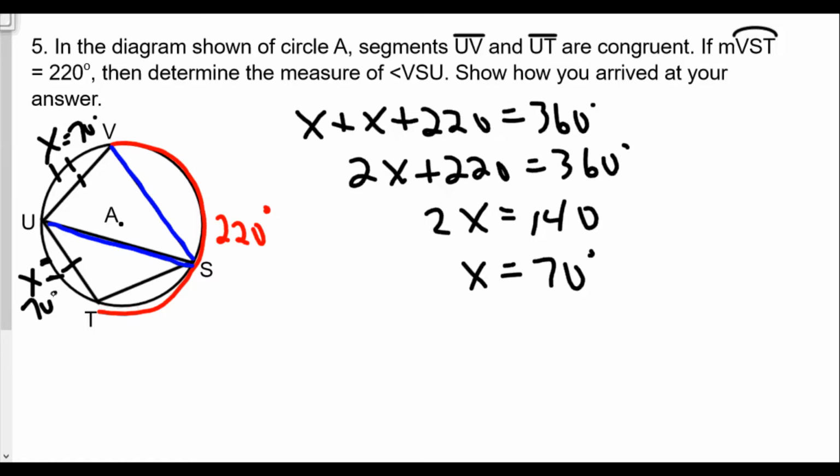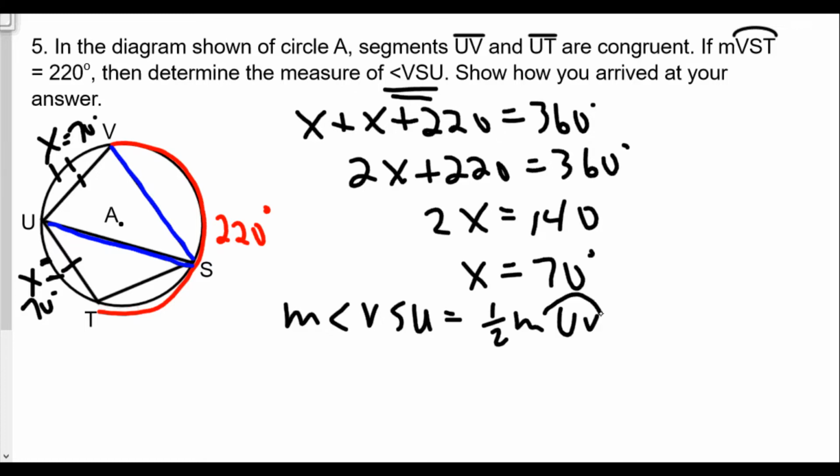Now, if you leave it at 70 degrees, you're not correct, because you're not looking for the measure of the arc, you're looking for the measure of the angle. And angle VSU is an inscribed angle. So the measure of angle VSU is not equal to the measure of arc UV. Instead, it is 1/2 the measure of arc UV. So the measure of angle VSU has to be 1/2 of 70 degrees, which is 35 degrees.